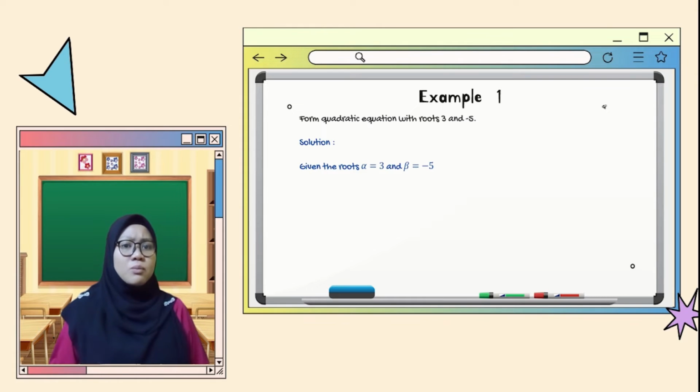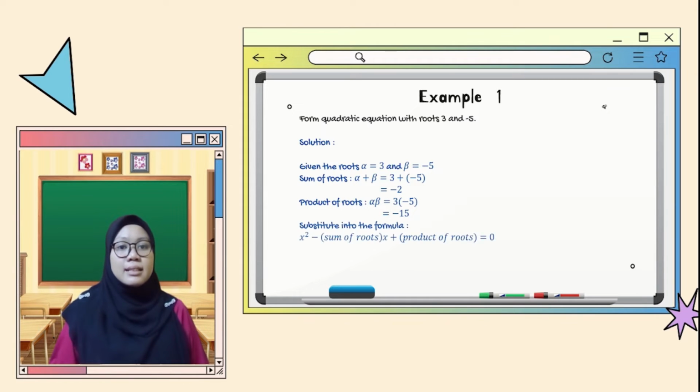Then from there, we proceed by finding the sum of roots using the formula, in which we get -2. And then we will be finding the product of roots, in which we will get -15. Last step will be to substitute the values into the formula. Hence, the quadratic equation formed from the roots 3 and -5 is this.